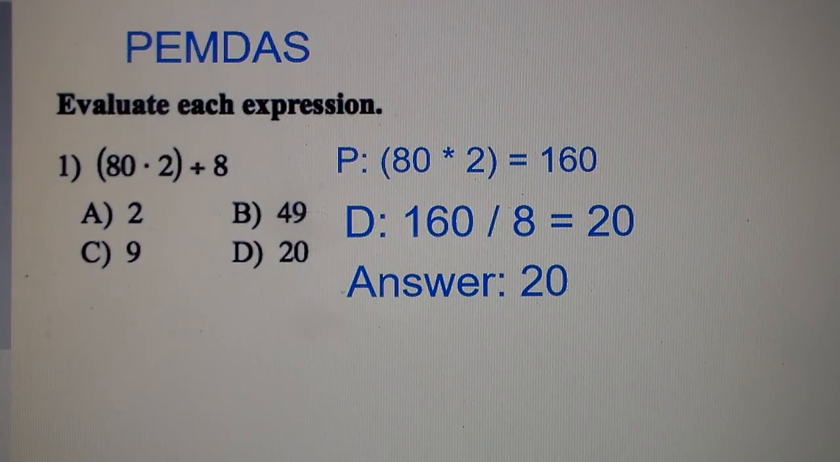So I first took care of the parentheses. Just to recap it, that's why I put a little P for parentheses. 80 times 2 got us to 160. Now there is no exponents, so we don't have to worry about those. Cross them out. The multiplication was inside the parentheses, but there's no additional multiplication outside of it, so that's why we cross that out. Then we do division. So division, 160 divided by 8 gets us 20. And there's no addition and subtraction left in this problem.